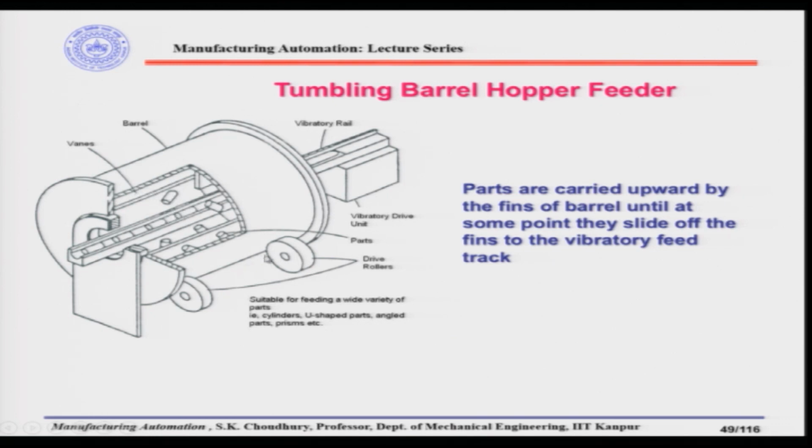Okay. So, this is a very simple design, again suitable for feeding a wide variety of parts, for example, cylinders, U-shaped parts, angled parts, prisms, etc. And depending on the type of the part, you can design the vibratory rail, that is the silhouette, the shape of the vibratory rail, so that also the rightly oriented parts can be actually nested. That is also possible.